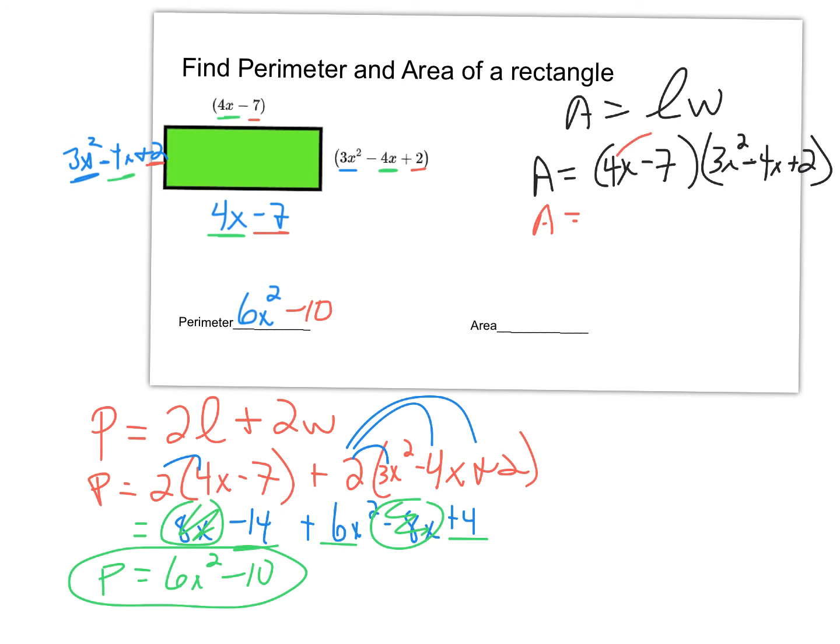So 4x times 3x squared is 12x cubed. 4x times negative 4 is negative 16x squared. Then I have the 4x times 2, which is plus 8x. Okay, now for the second wave, negative 7 times 3x squared, that's negative 21x squared. Negative 7 times negative 4x is plus 28x. And negative 7 times 2 is negative 14.